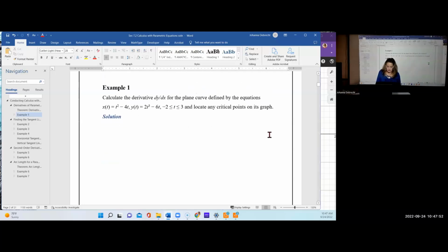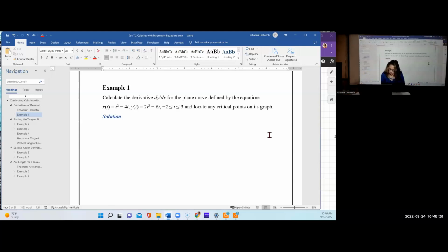Now we want to take a look here at example 1. We want to calculate the derivative dy/dx for a plane curve defined here for t between -2 and 3, and we want to locate any critical points on the graph. Now remember, how do we find critical points? Critical points are places where the first derivative either does not exist or the first derivative is equal to 0, okay? Remember, these are possible locations for extrema: relative maxima, relative minima, absolute maxima, absolute minima.